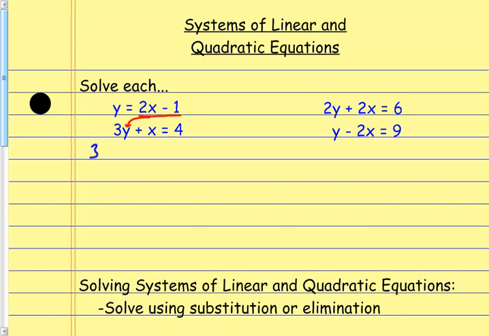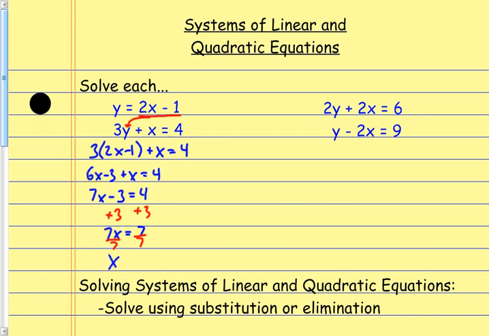So I've got 3 times y, which is actually the 2x minus 1, plus x equals 4. And now I distribute, that's 6x minus 3 plus x equals 4. I combine like terms, that's 7x minus 3 equals 4. And then I finish solving. I add the 3, and then I divide by the 7. So I find out that x equals 1. But I'm not done yet.